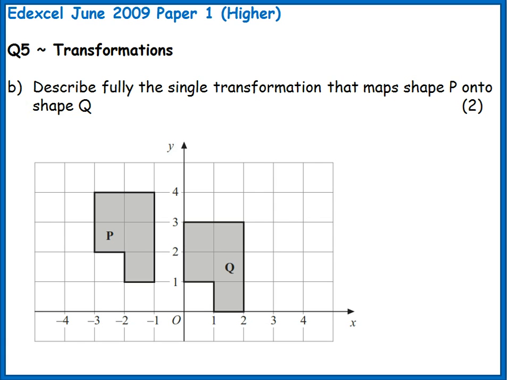Part B, quite a typical describe question. So it says describe fully. So there's going to be 2 or 3 things you need to say here to describe the transformation. Look carefully at the number of marks. It's a good clue. If it's 2 marks, it's 2 points.